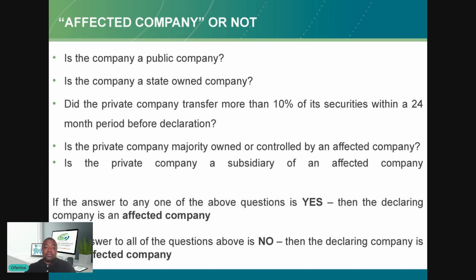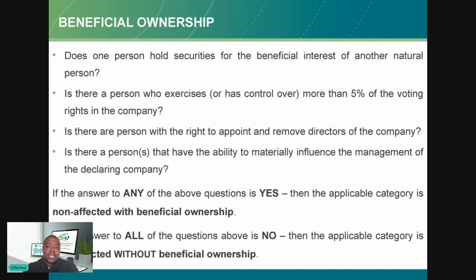So now we already know, based on the company information that you're declaring, whether you are affected or not affected. If you said no, meaning that you are not an affected company, you then have to look at the ownership part of the information that you'll be declaring. And we're also going to go through that by answering a few simple questions. For the company that I'm declaring information for, does one person hold securities or shares on behalf of another person? Meaning, are you holding shares for another beneficial owner?